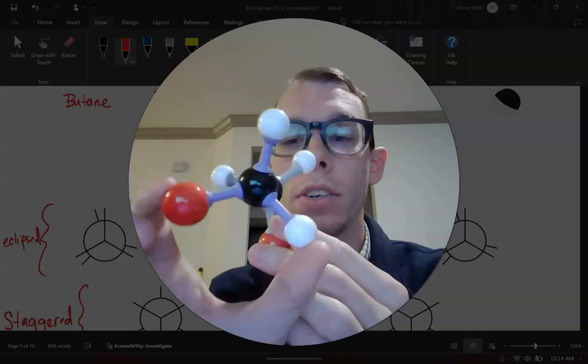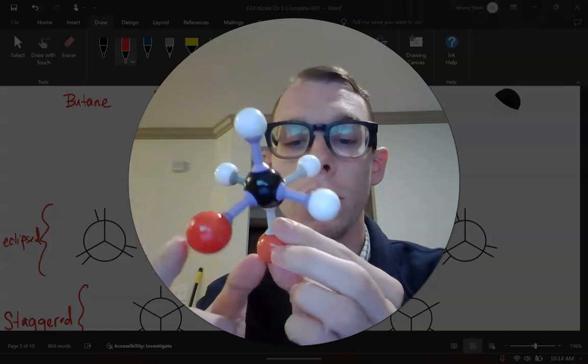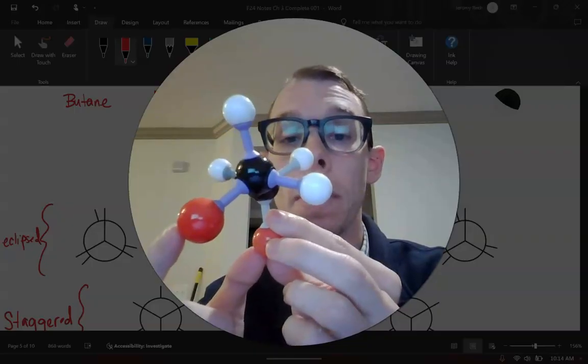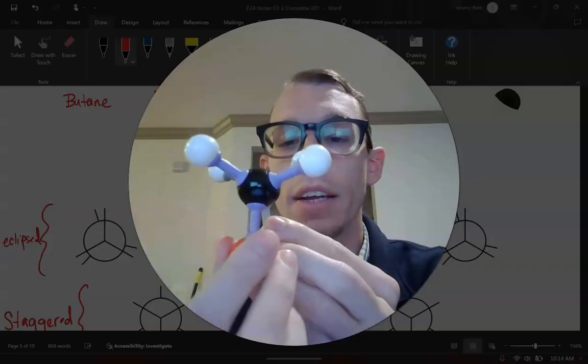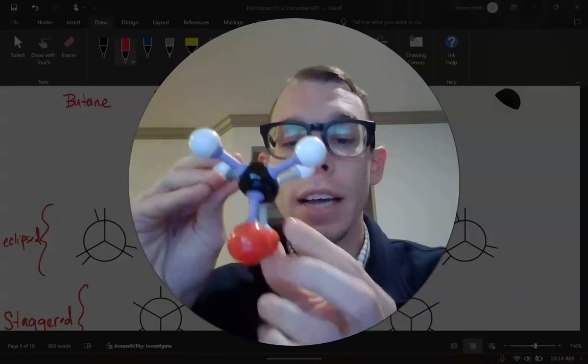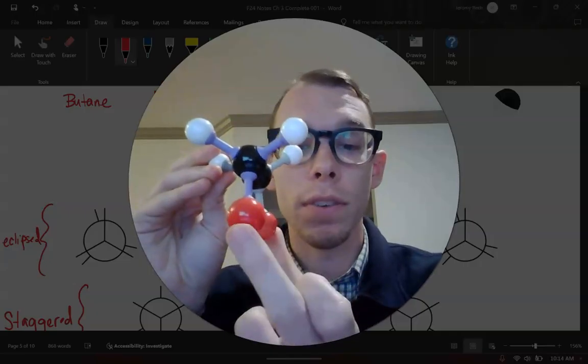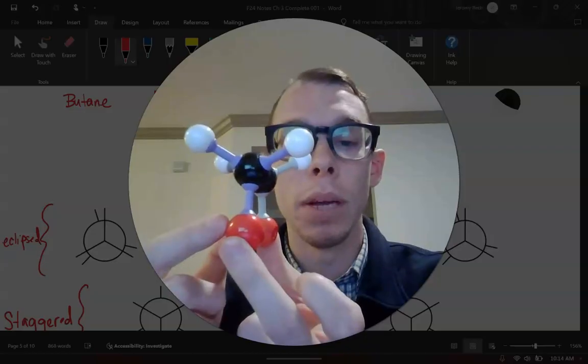If I continue to rotate, this is going to be a gauche because my two big groups are going to be 60 degrees apart, but still staggered. So this is staggered and gauche. I can then continue to rotate, and this is going to be anti again. Now this anti is actually going to be a little bit more expensive in terms of our energy because I have really, really big sterics for my two big groups.